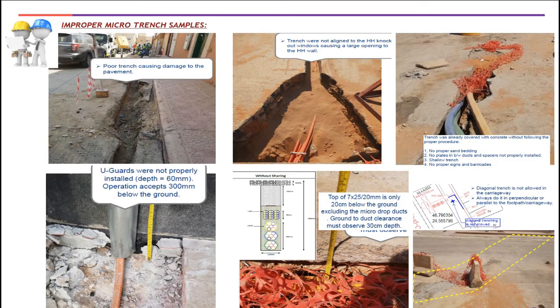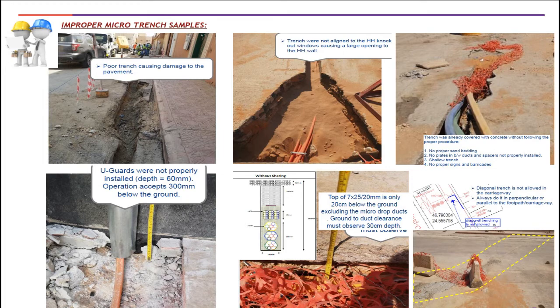Okay, guys, so these are just some of the pictures taken during inspection on the field. The first picture on your upper left side, as you can see, shows a poor trench causing damage to the pavement. Sometimes you cannot avoid this kind of trench. Sometimes it may erode because maybe the pavement is not properly restored during that time.